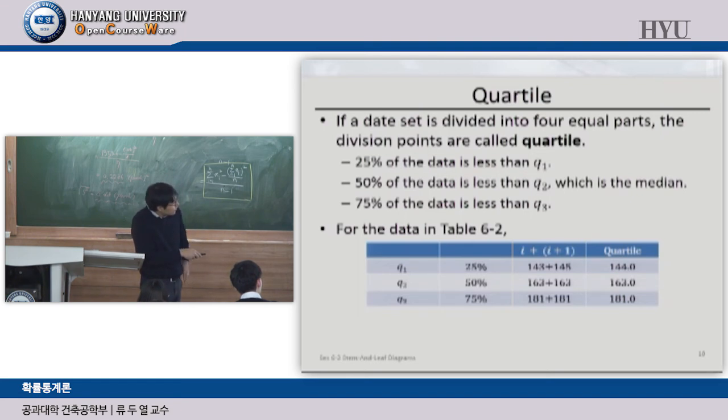So this is the 20th compressive strength of the previous table 6-2. Okay? That is 143. And this is the 21st compressive strength of the previous table 6-2. Okay? So Q1 should be the average value of these two values.